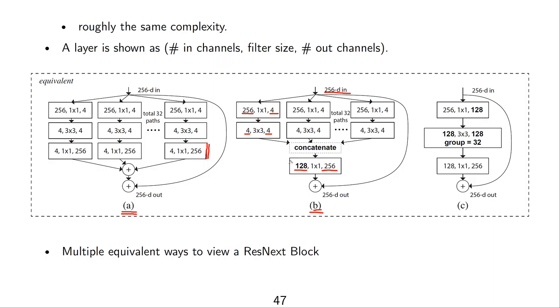So we can somehow imagine that in this layer here, each of the paths contributes 4 channels, but each of them can then influence the 256 output channels. And this last block here has then the equivalent effect of performing each 1x1 convolution for each of these paths separately, and then adding them up.